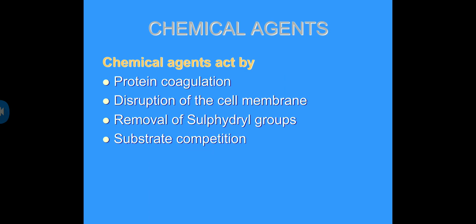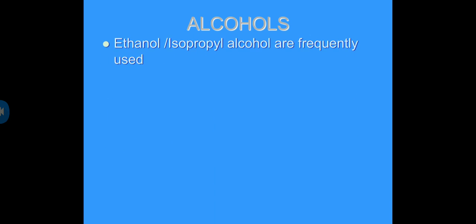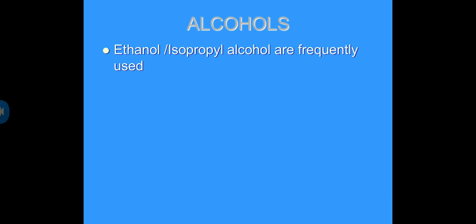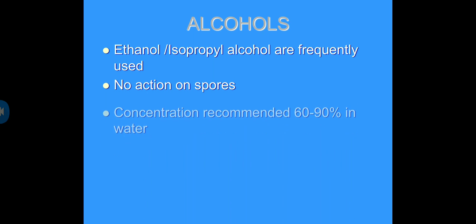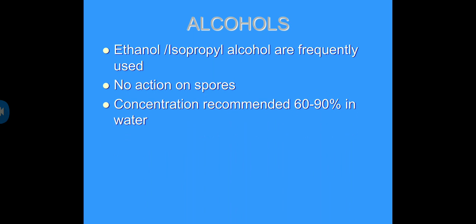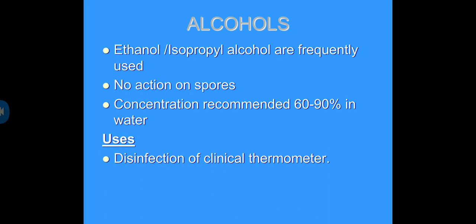Another one is the chemical agents. They act by protein coagulation, disruption of the cell membrane, removal of sulfhydryl groups, and substrate competition. Alcohols, ethanol and isopropyl alcohol, are frequently used. They have no action on spores. The recommended concentration is 60 to 90% in water. They are used for the disinfection of clinical thermometers and the disinfection of the skin.